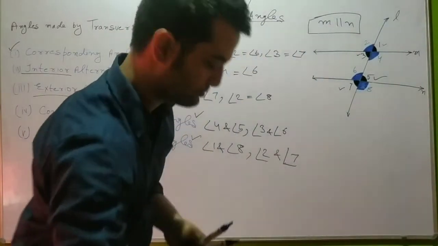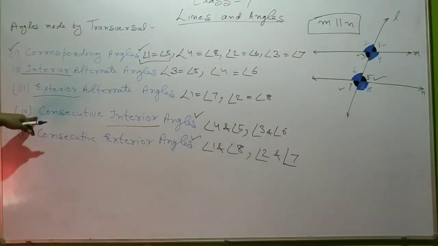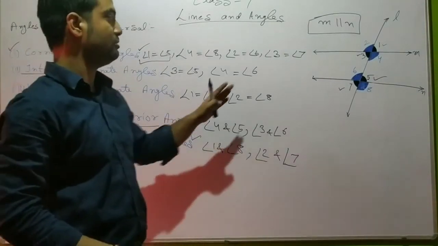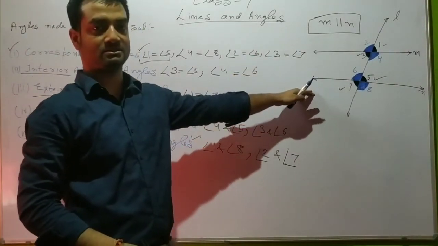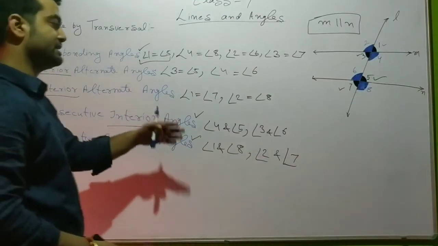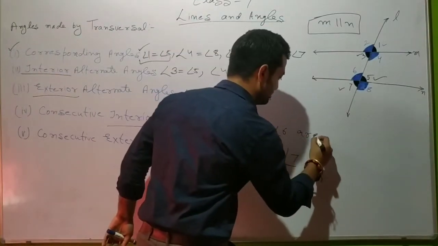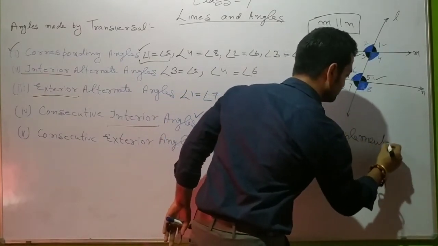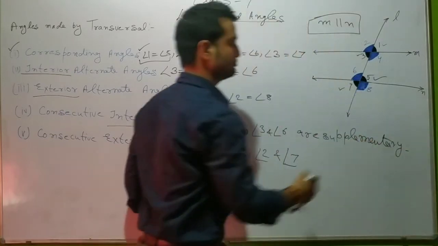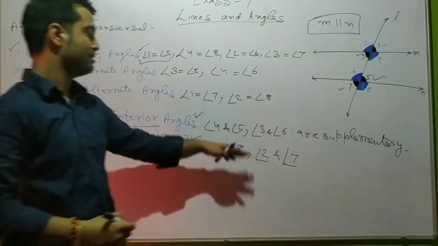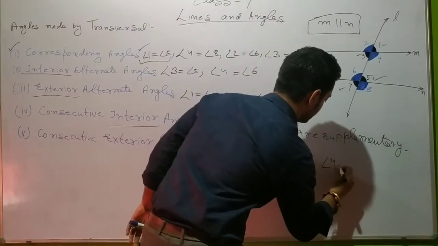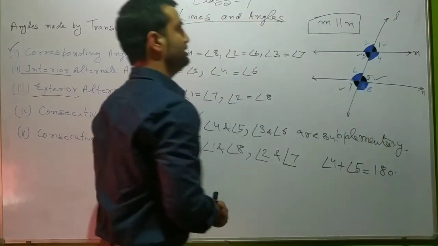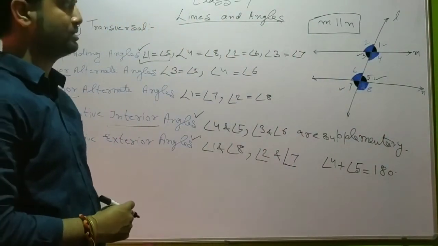Now our fourth property, consecutive interior angles. When a pair of lines is intersected by a transversal, then consecutive interior angles are supplementary. It means that angle 4 plus angle 5 will be equal to 180 degrees. How?